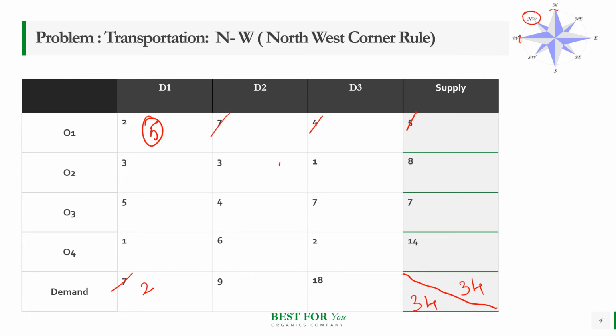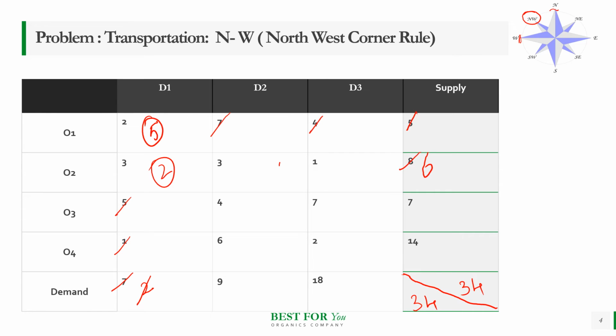So what is the demand? Demand is 2 and the supply is 8. So only we can allocate 2. So the entire demand got over. So I'll cross out the entire demand and the supply remains as 6. So now let us look at what is the next northwest. So the next northwest is 3.